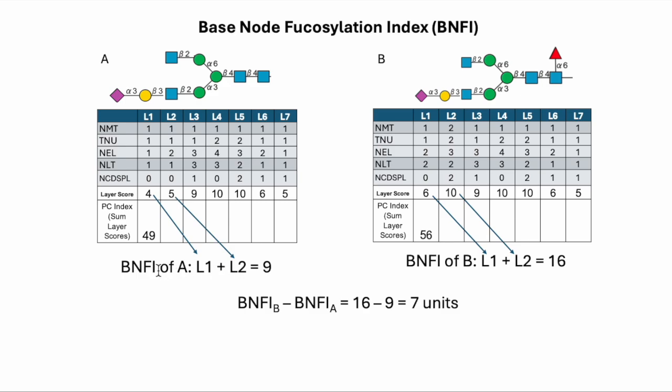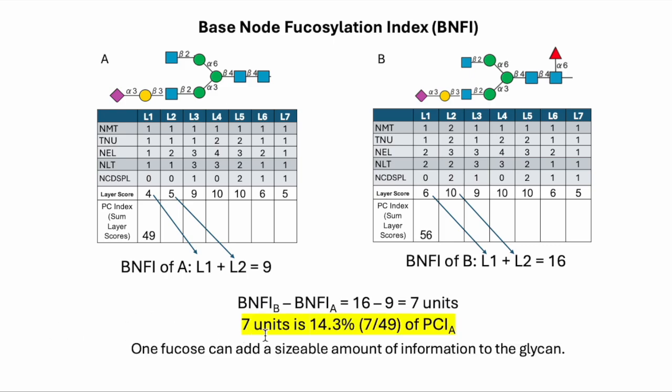So structure A has a BNFI of 9, while structure B has a BNFI of 16. Well, 16 minus 9 is 7 units. What is the significance of these 7 units? Well, 7 units is 14%. That is 7 divided by 49, 14% of the information within structure A, which is without the fucose, meaning one fucose can add a sizable amount of information to the glycan.